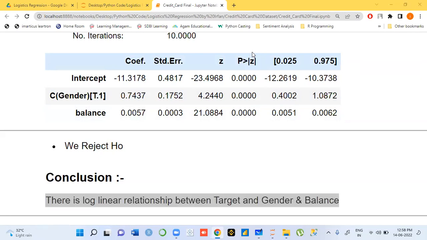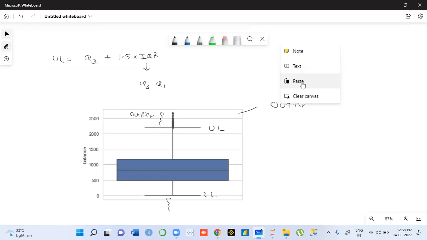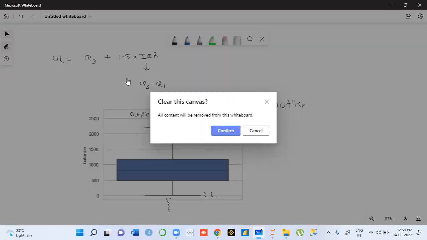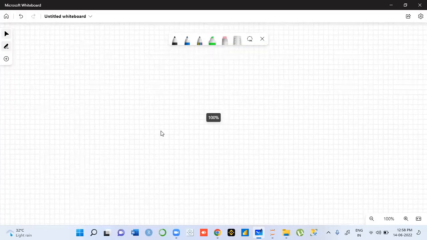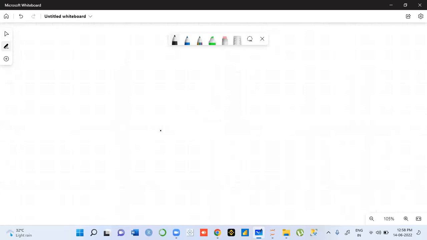Okay. Now, guys, if you remember, there's a concept which you have over here. Something known as gender. How many levels do we have? And we coded, what is the format?